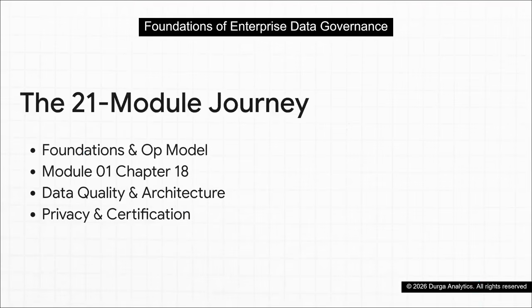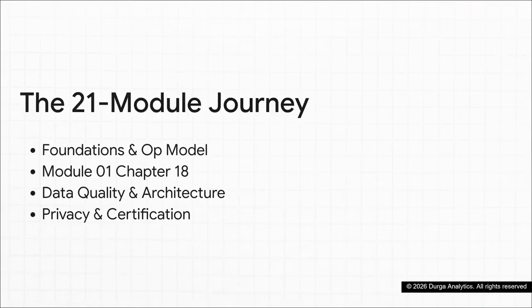Just to ground us in the big picture, real quick, remember we're currently in Module 01, Foundations of Enterprise Data Governance, which is part of our massive 21-module journey. We're building a sequenced path here from the absolute basics of why governance exists, straight through metadata, architecture, and eventually all the way to AI and certification. But right now, we really need to master the regulatory drivers that make all of that subsequent work totally mandatory.